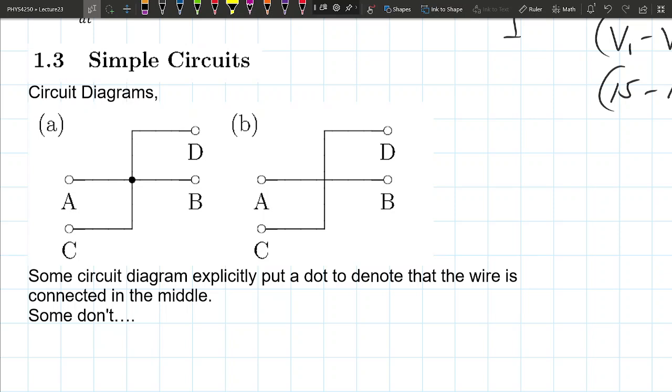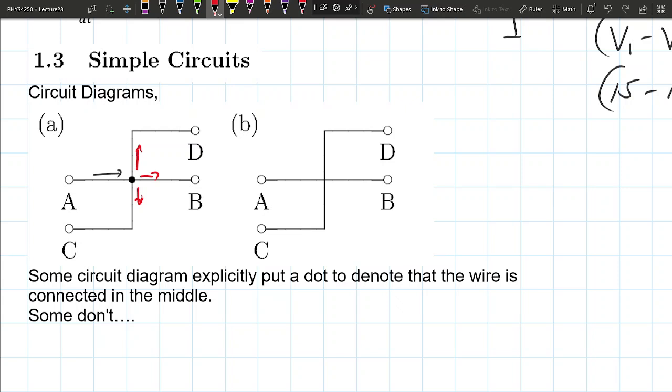So if you have a current going through here, this current will actually split into 3 different directions. If you have a current going through here, the current coming out will split into 3, because this is the junction of these 4 different currents. So therefore they all go in and out.